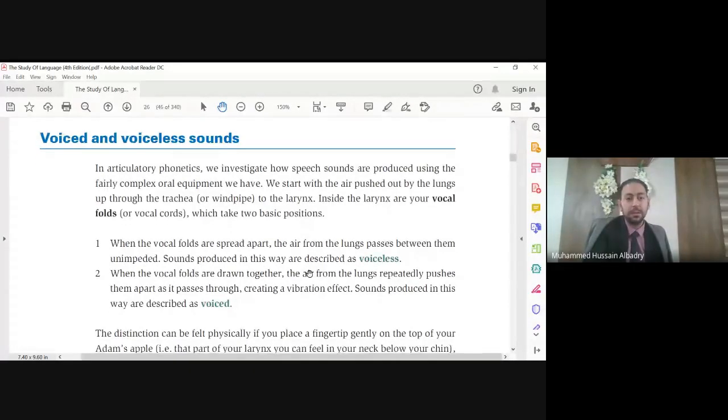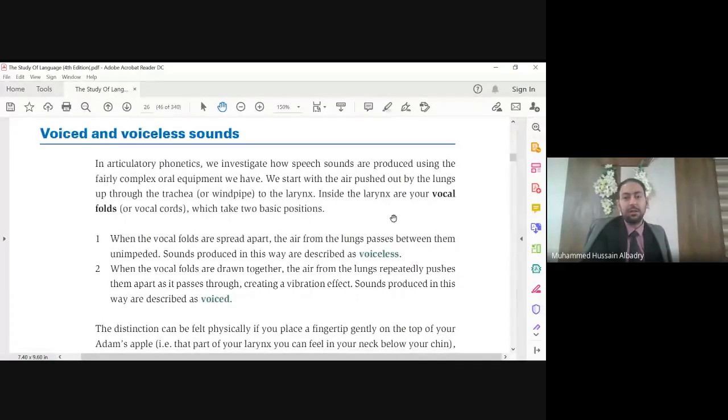Summary. When the vocal folds are drawn together, the air from the lungs repeatedly pushes them apart as it passes through, creating a vibration effect. Sounds produced in this way are described as voiced.